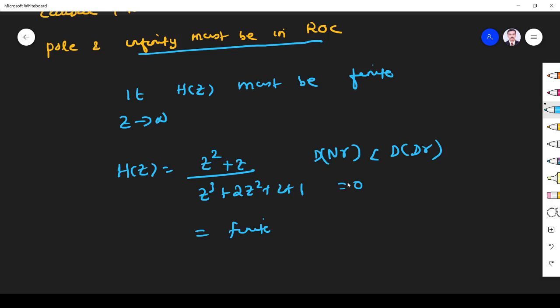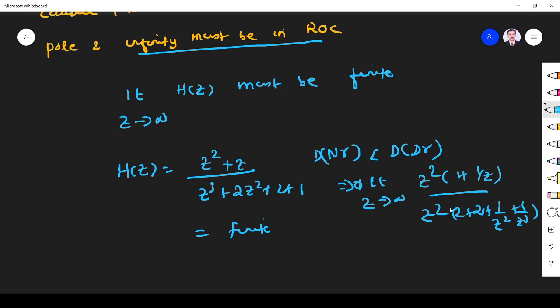So limit z tends to infinity, you take z squared outside: 1 plus 1 by z in the numerator, and in the denominator z plus 2 plus 1 by z squared plus 1 by z cube. Z tends to infinity means 1 by z is 0, so the answer will be 0. So it is a finite number. So the thing is, the numerator degree should be less than the denominator degree.